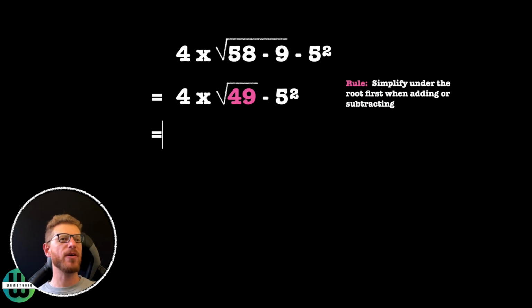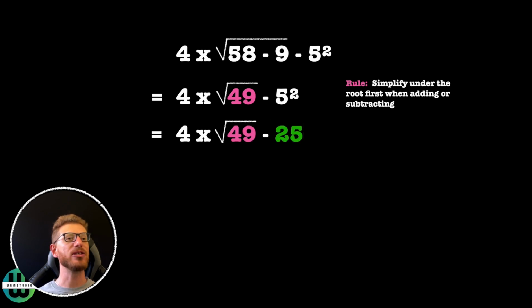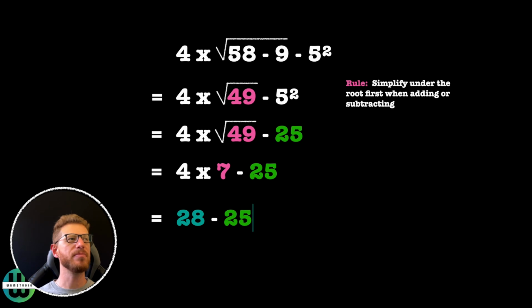Now, let's work out what 5 squared is. 4 times the square root of 49 minus 25. 5 squared is 5 times 5, it's 25, and I'm still going to keep that negative there, negative 25. I know that the square root of 49 is 7, so that's going to give me 7. 4 times 7 minus 25. And then finally, I'm going to just do BODMAS. 4 times 7 is 28. Minus 25, and that's going to equal 3.